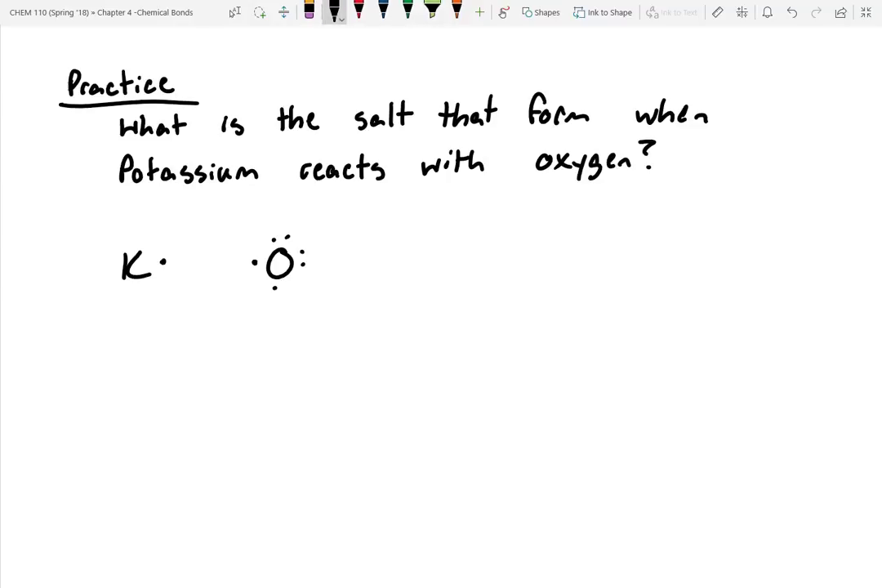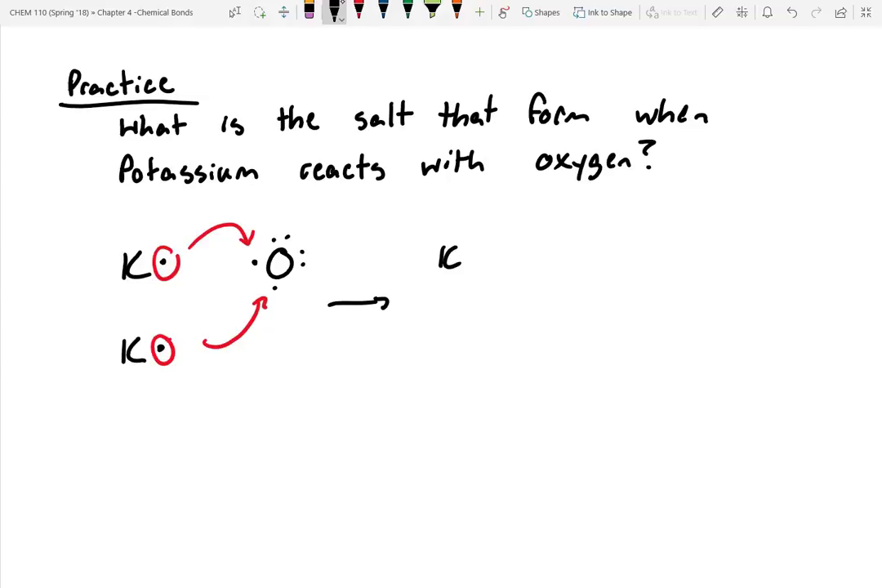So if we try to do the same thing that we did with sodium and chlorine, we could donate one of those electrons from potassium and give it up to oxygen, but is it happy? No. Why not? Oxygen would still only have 7. So what do you think a solution could be? Find another potassium, absolutely. So let's say we have a second potassium. We can give 2 of those over.